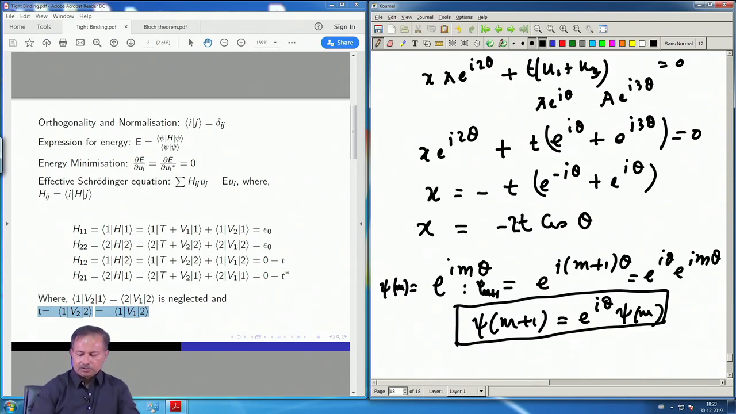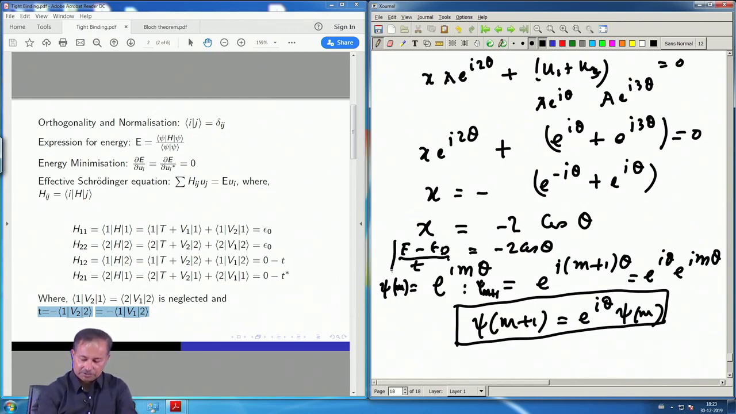E minus epsilon naught, sorry, there was no t here, I already cancelled the t, I divided by t. So, there is no t here. So, (E minus epsilon naught) by t is equal to minus 2 cosine theta. So, that is what my solution for E is.